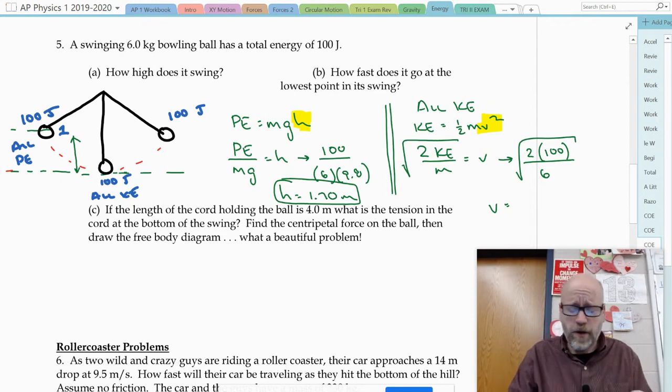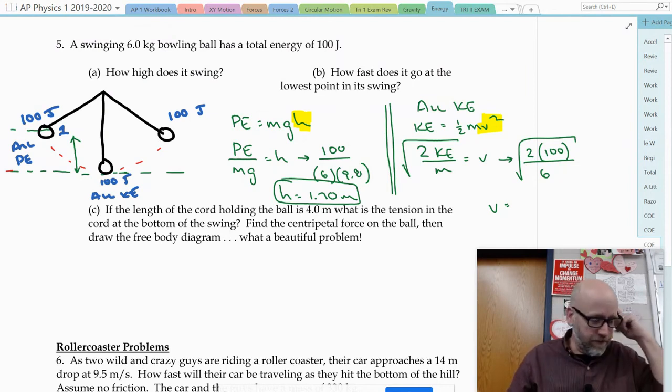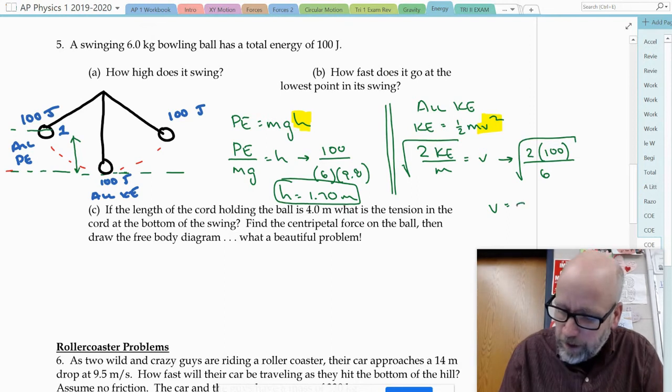Now, hopefully this is going okay. Is this the most exciting lecture in the world? Heck no. Of course it's not. It's just practice. Is practice always the most exciting day? Nope. But is it essential for you to finally get it? Yep. I got 5.77. A velocity of 5.77 meters per second.